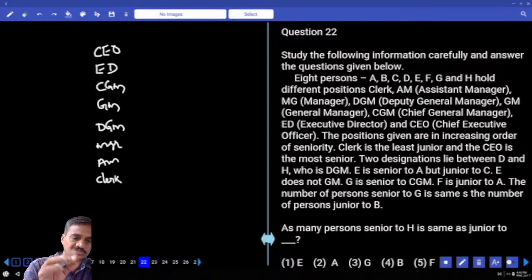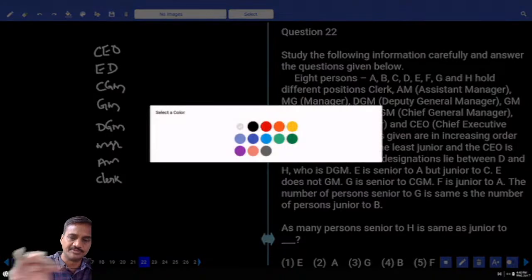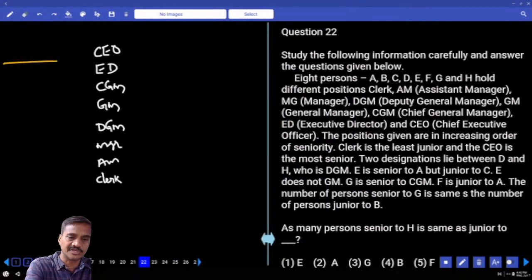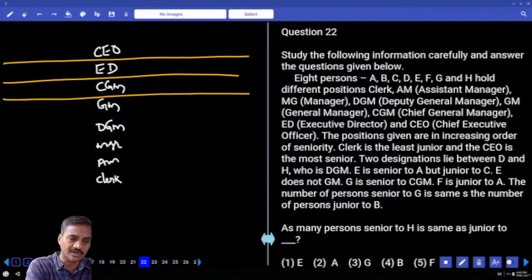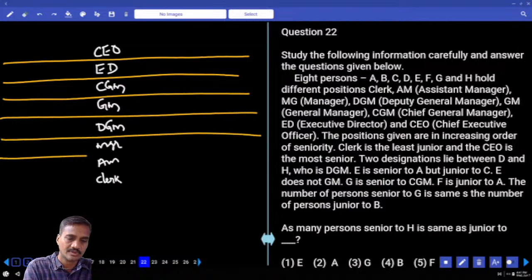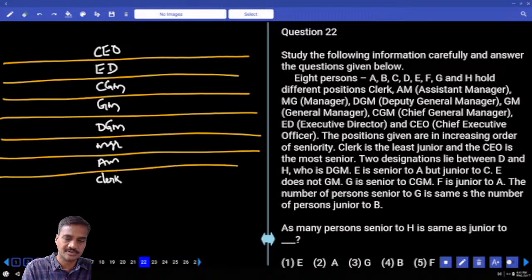Then how many persons are there? 8 persons. Now these 8 persons, we need to find out the cadre of each of these persons. Then coming to condition number 1.